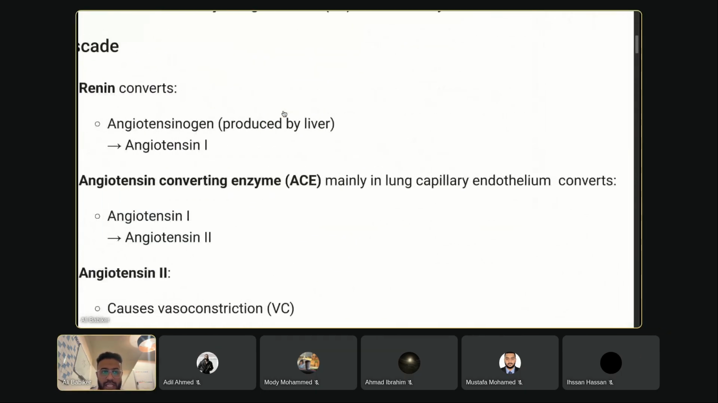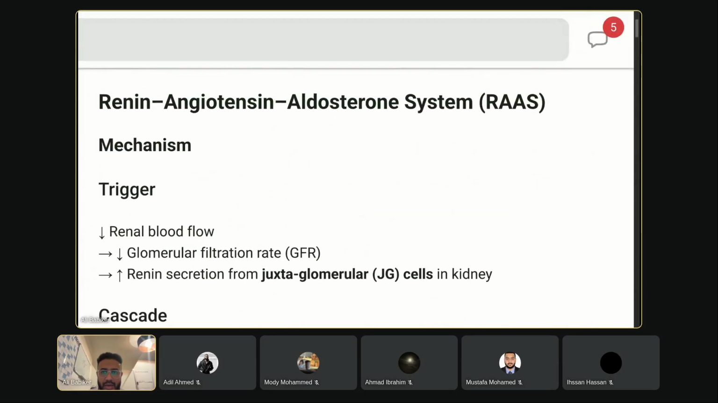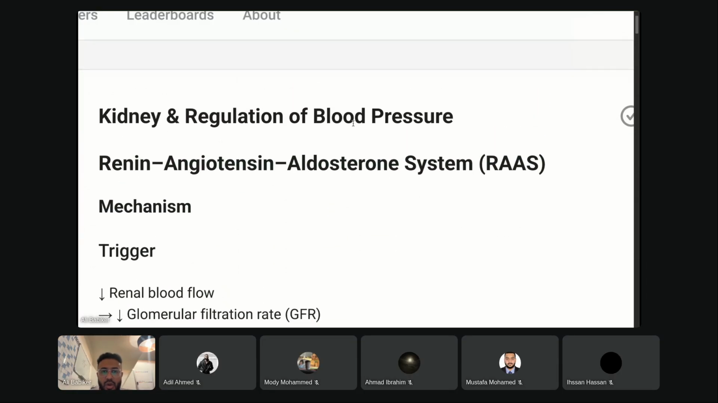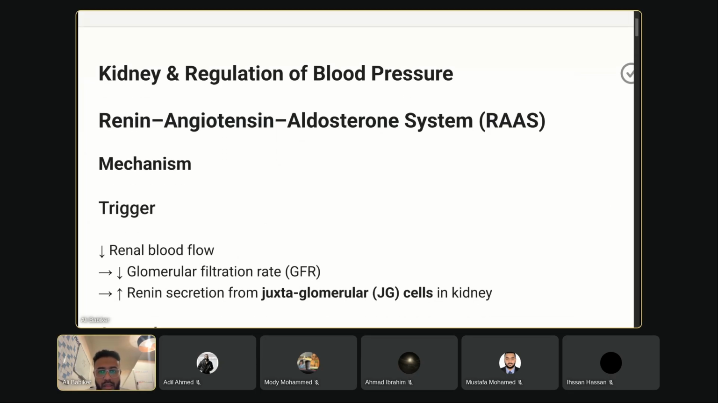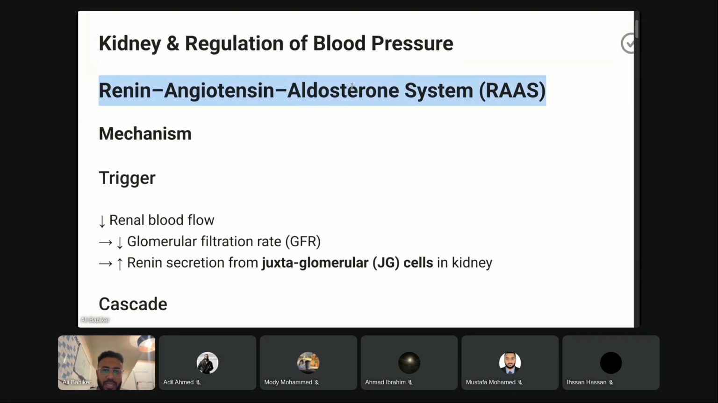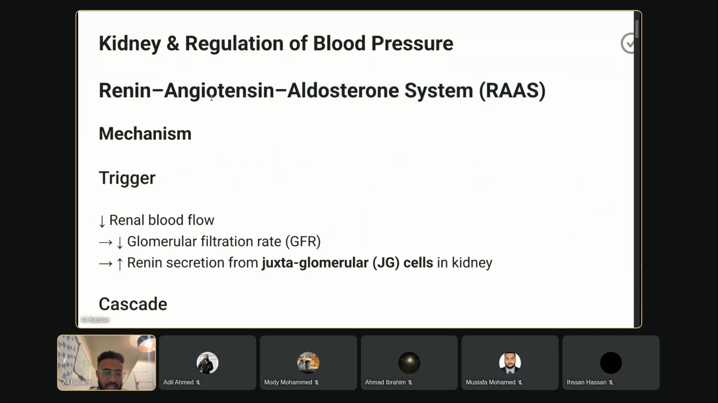All right. As we said, this is a high yield for your MRCS exam. Kidney regulation of blood pressure. Mainly, the first thing you need to understand for kidney regulation of the blood pressure is the renin angiotensin aldosterone system, RAAS. I will explain in detail this system. However, we need to know what triggers this system and how it works.